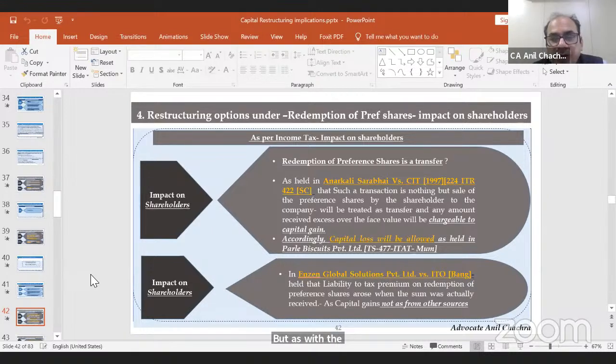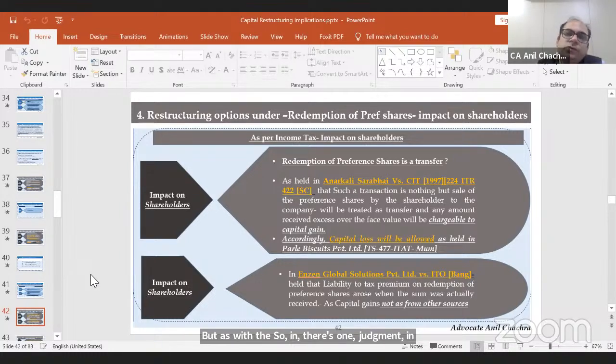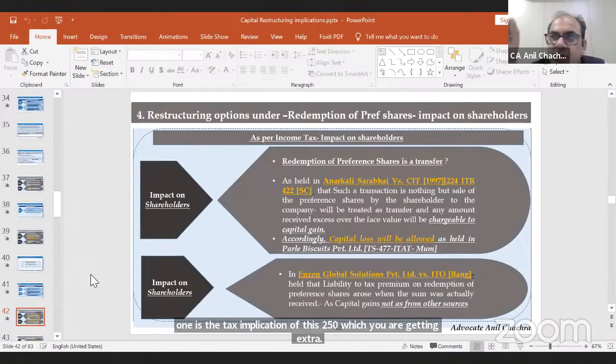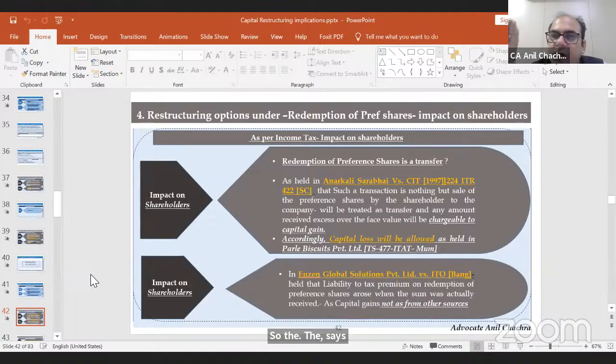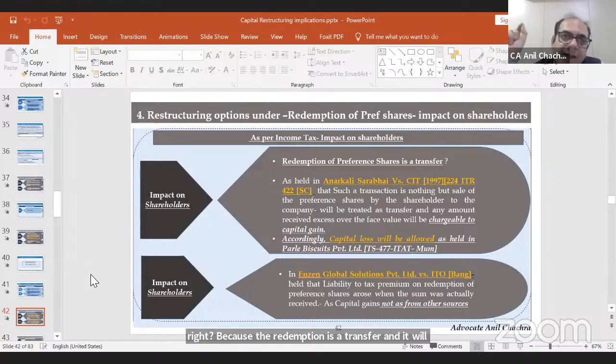So, there's one judgment in Anzen Global Solution which specifies that suppose at the time of the redemption you are getting some sort of premium, right? 1,000 value and you are getting 1,250. So, what would be the tax implication of this 250 which you are getting extra? The tribunal says that it's a part of capital gain, right? Because the redemption is a transfer and it will be treated as a part of the capital gain, and whatever the excess you are getting, it will be treated as a part of the capital gain and not as a part of the income from other sources.